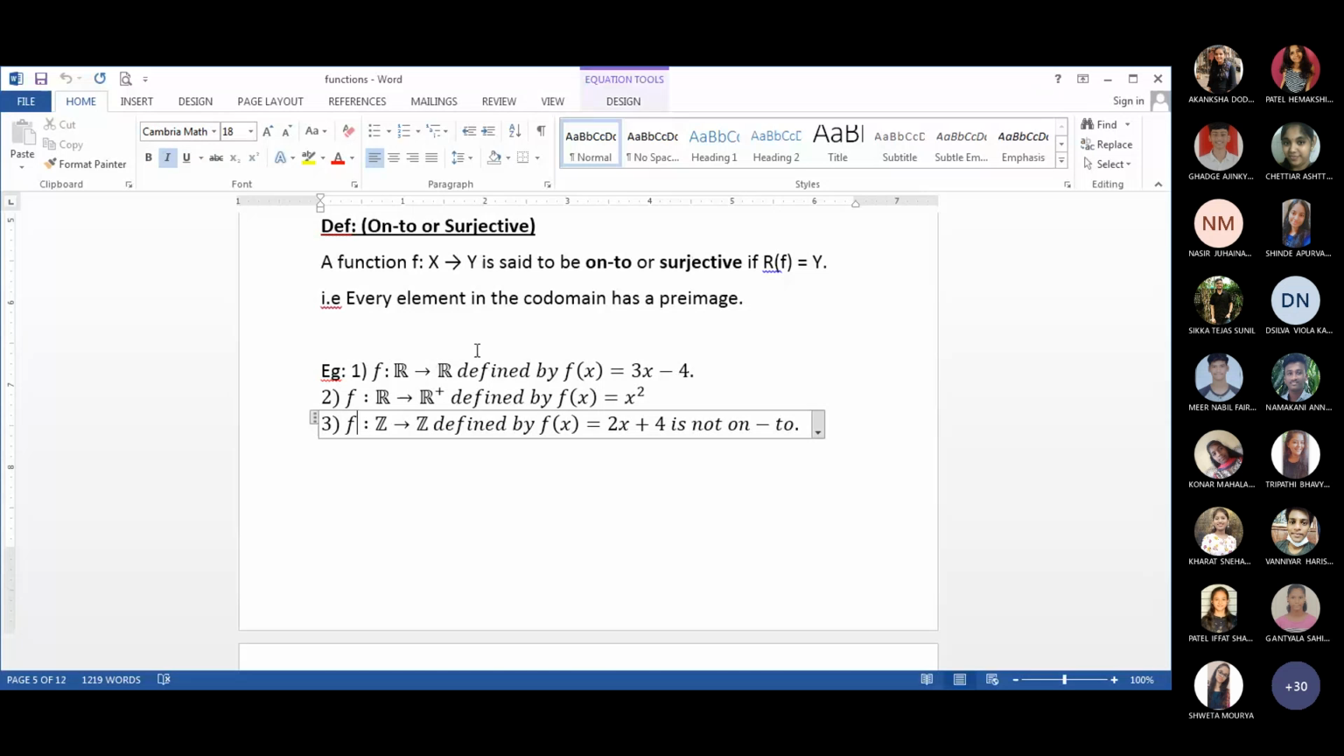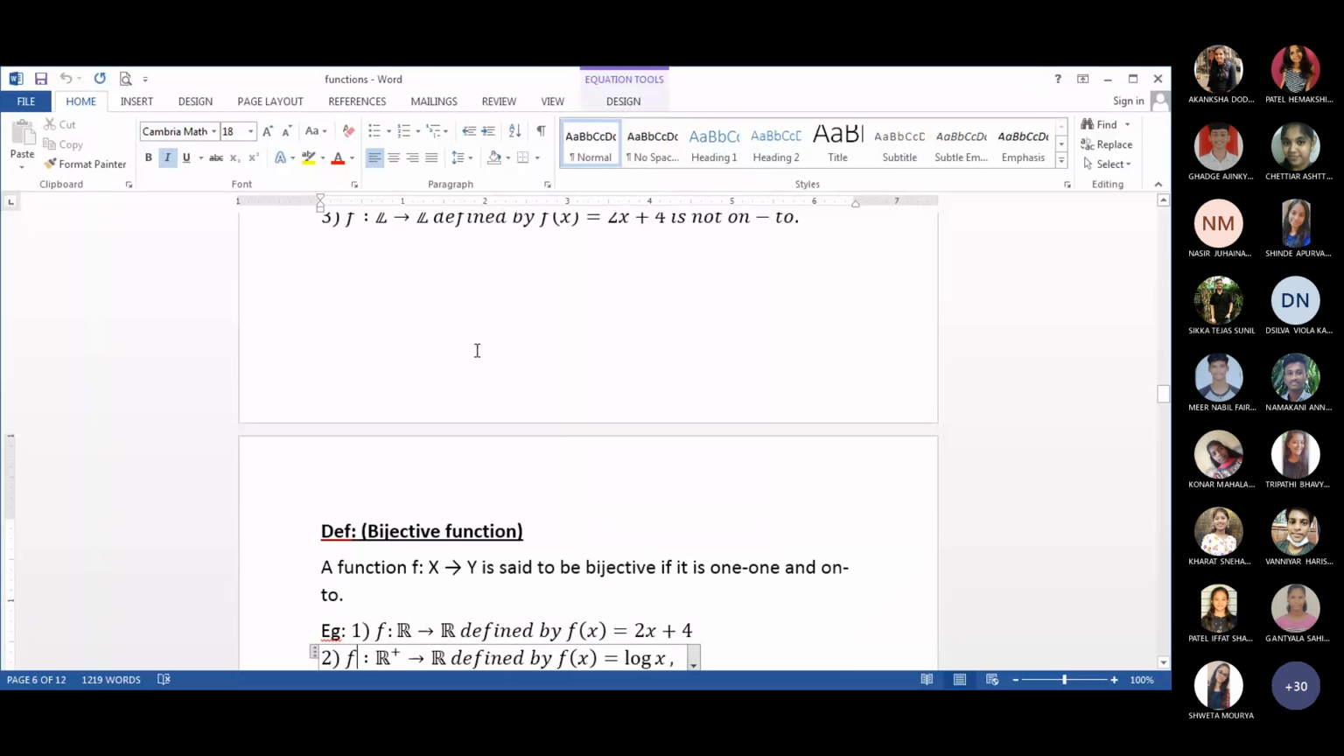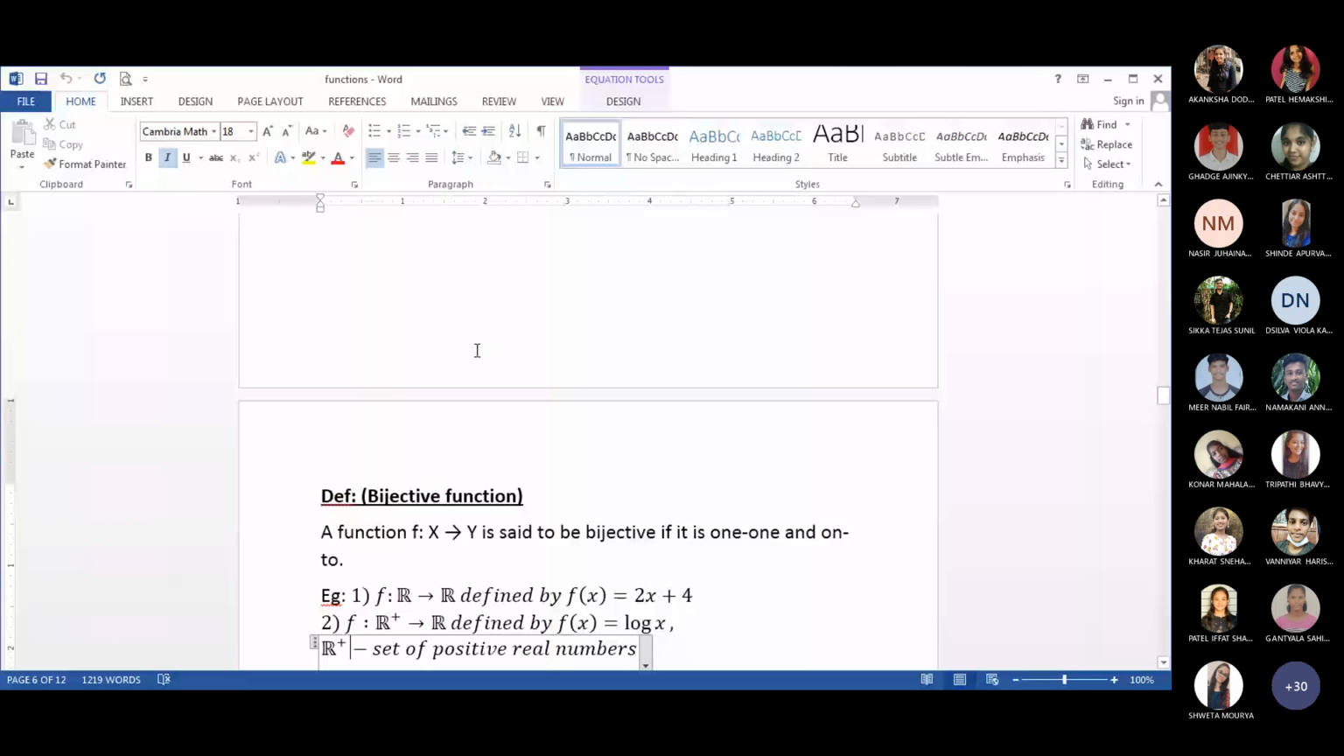अरे दोनों प्रॉपर्टी अगर सेटिस्फाई होता है तो फंक्शन इज सेड टू बी बाइजेक्टिव. ओके, दोनों प्रॉपर्टी अगर सेटिस्फाई होता है तो फंक्शन इज सेड टू बी बाइजेक्टिव. बाइजेक्टिव मींस one-to-one as well as onto. तो फंक्शन अगर बाइजेक्टिव होगा तो you can find its inverse, और you can say the inverse of a function exists if the function is bijective. That is the basic requirement for the existence of the inverse.